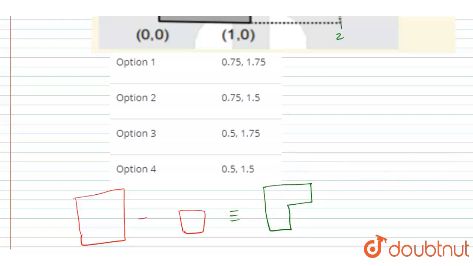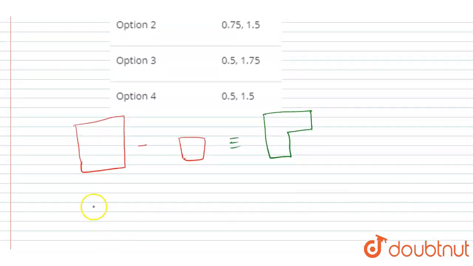So what formula will we use here? The x coordinate of the center of mass will be m1 x1 minus m2 x2 divided by m1 minus m2, and the same goes for the y coordinate. Since we subtracted the mass, we took the full mass and cut a part of it, and we know the center of mass of the whole.